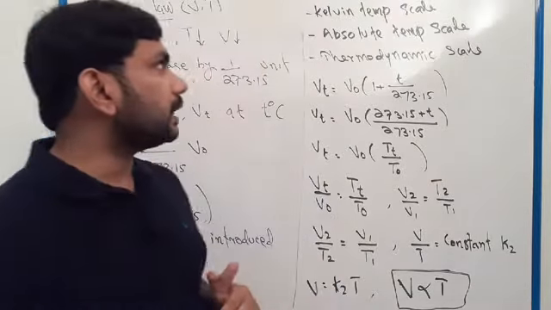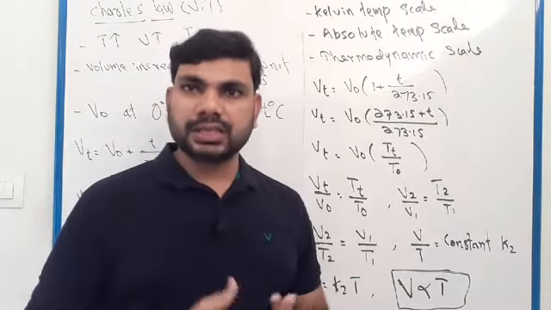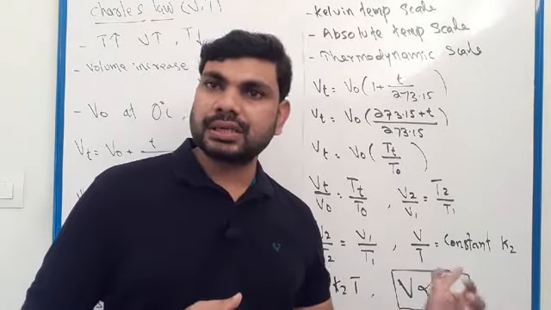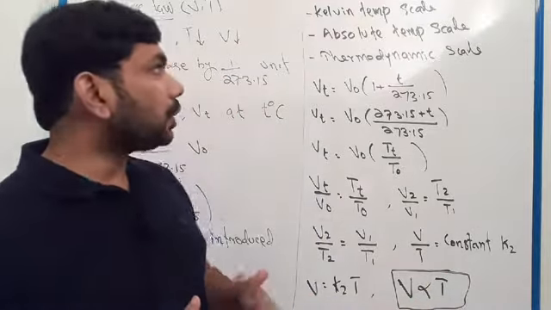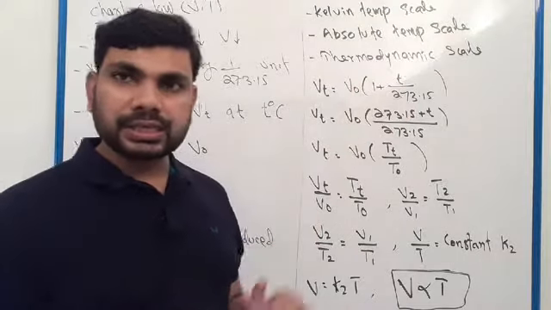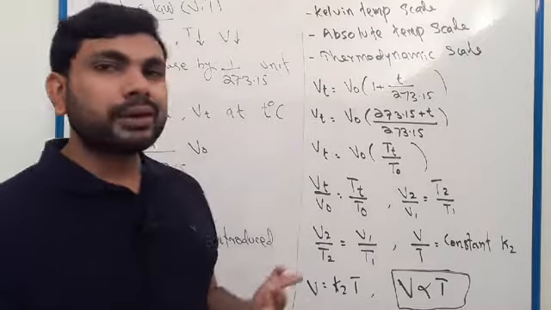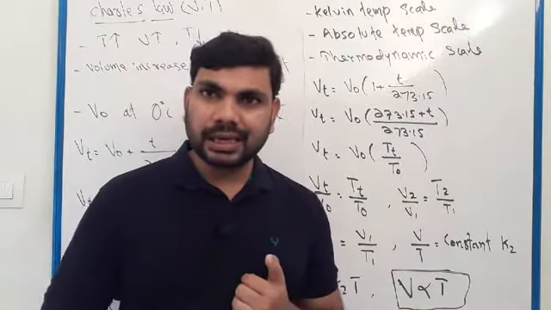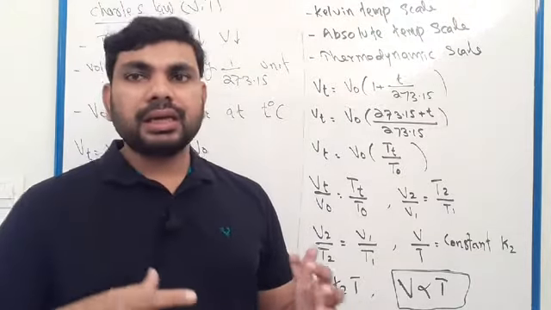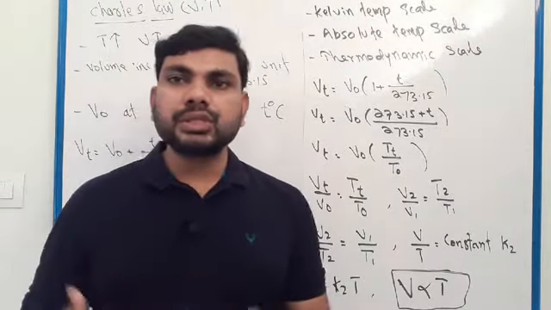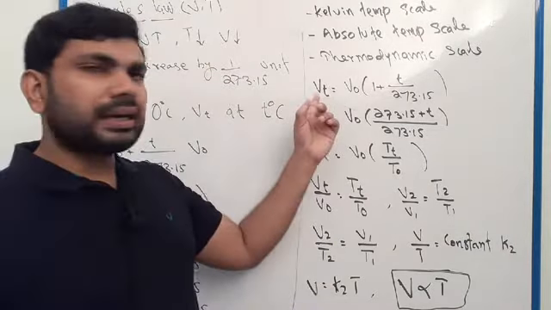This new temperature scale is also called the Kelvin temperature scale, and the unit of this new temperature scale is Kelvin. It is also called the absolute temperature scale. Kelvin temperature scale, absolute temperature scale, or thermodynamic scale: these are the different names of this new temperature scale. Clear?